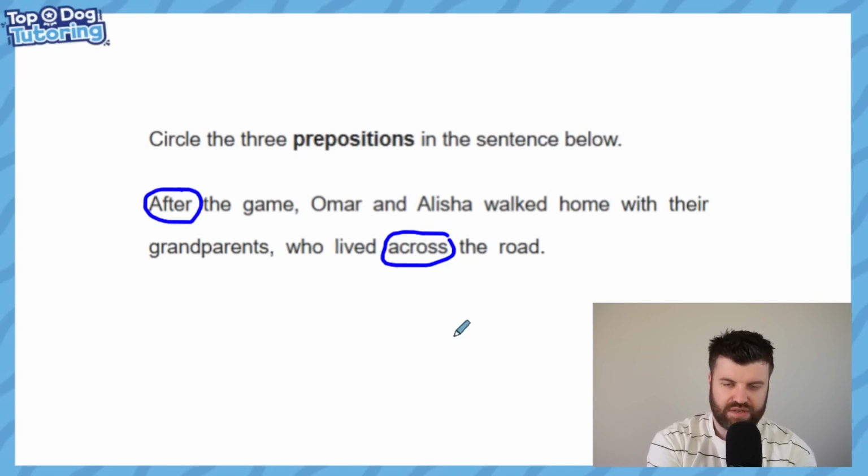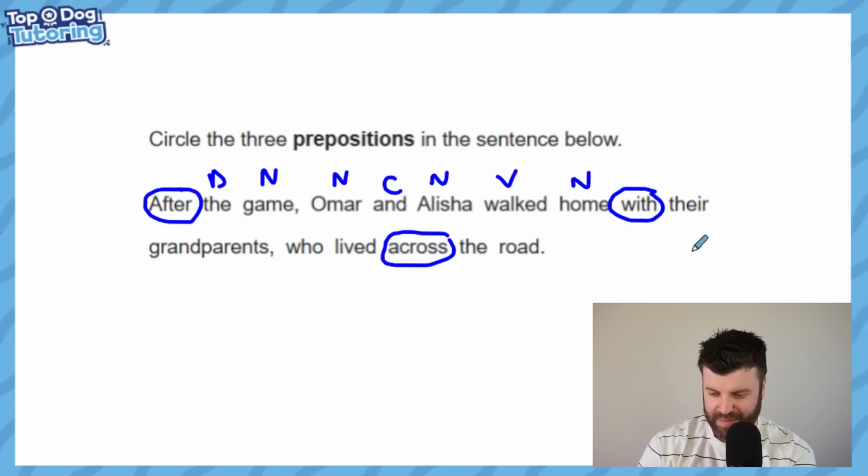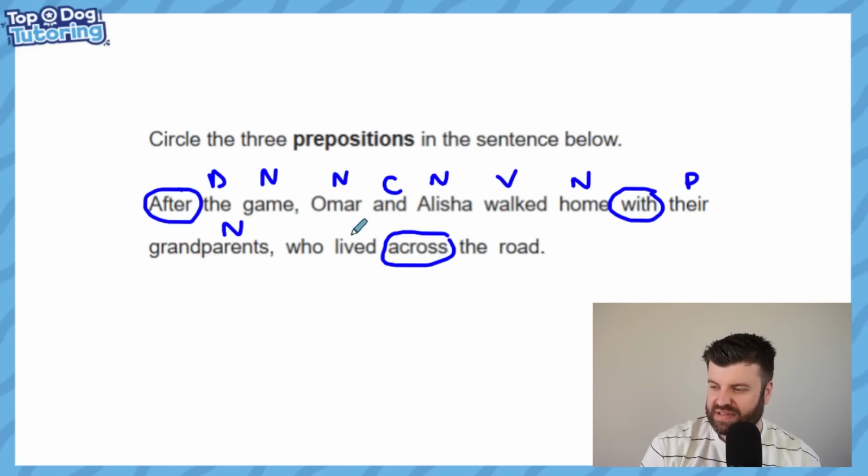After, that's a preposition. After the game. Omar is a noun and Alicia, conjunction, noun. So it's not this. We can start labeling if it helps us. The game, this is a determiner and this is a noun. Walked is a verb. Home is a noun. With. That's saying who they're with. They're positioned next to their grandparents. So in this case, there would be a possessive pronoun. Grandparents would be a noun. Who would be a relative pronoun. Lived is a verb. That is a determiner. Road is a noun. So we can go through.